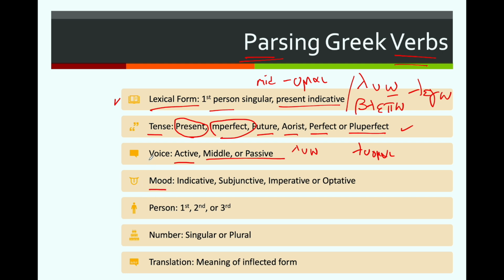Talk about mood. For now, the indicative for a while. The indicative is the mood you put down. We'll learn about these other moods much later on. Person, again, you must know whether it's first, second, or third person: I, you, or they, he, she, it, or we, you all, or they. And then number, is it singular or plural?